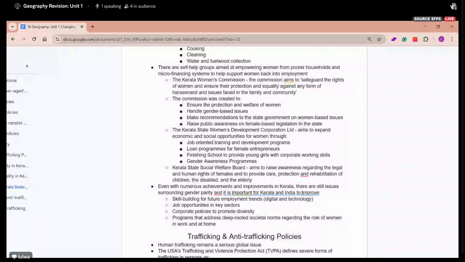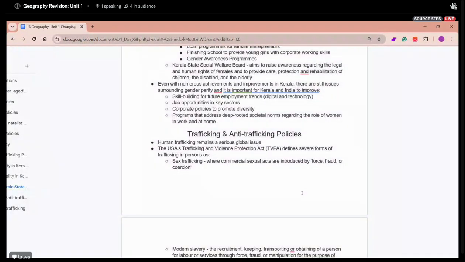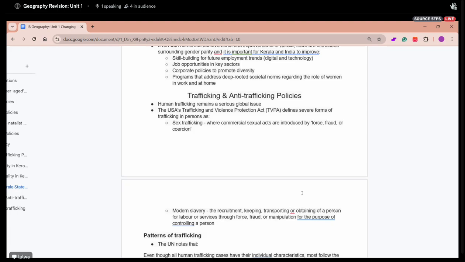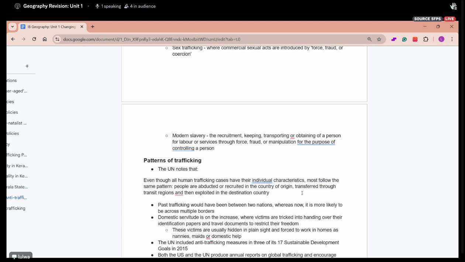So next we go to trafficking. We're almost done, by the way. Trafficking and anti-trafficking policies. Human trafficking remains a really serious global issue. The USA's Trafficking Victims Protection Act, or the TVPA, defines severe forms of trafficking in persons as sex trafficking, where commercial sexual acts are induced by force, fraud, or coercion. You have modern slavery, which is the recruitment, keeping, transporting, or obtaining of a person for labor or services through force, fraud, or coercion for the purpose of controlling a person.